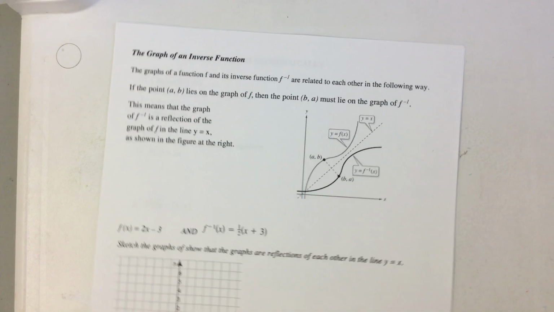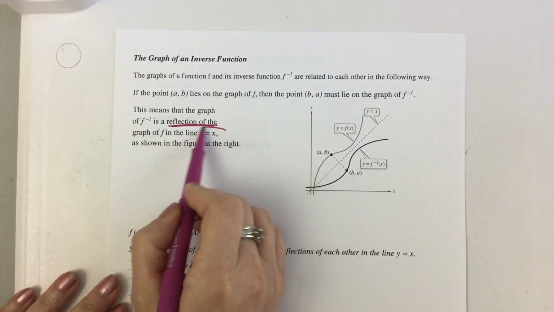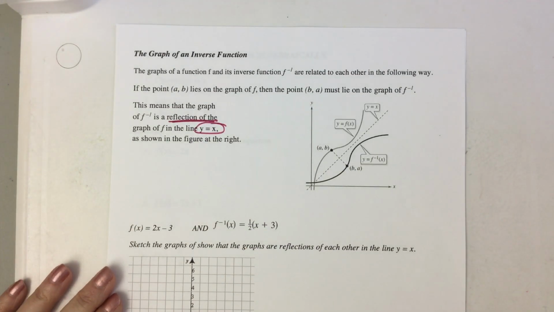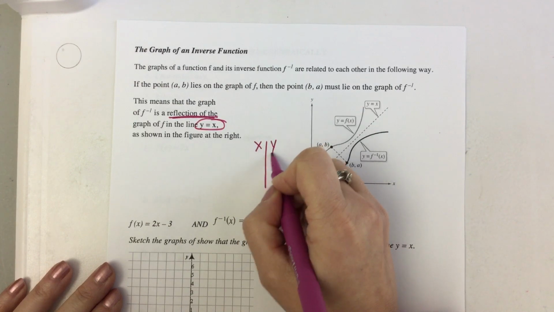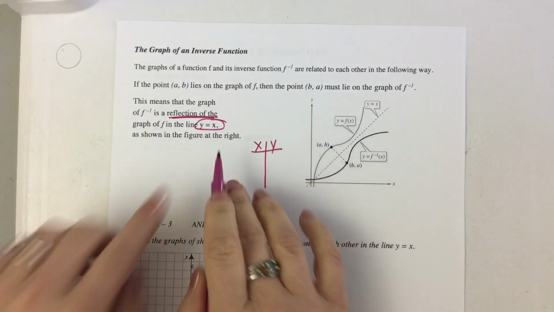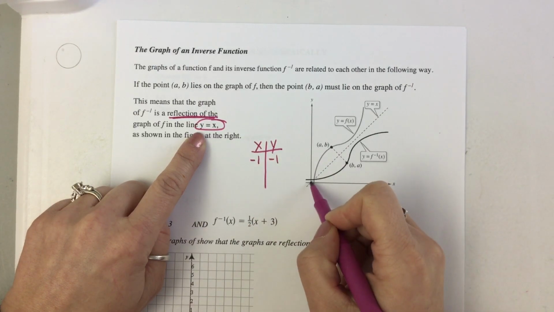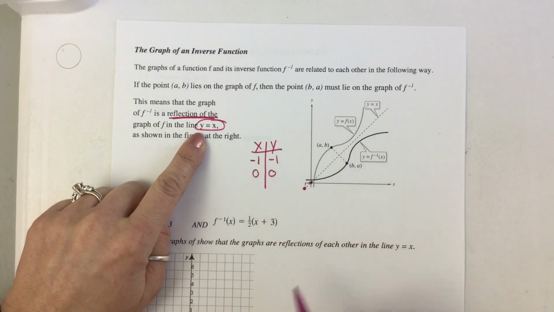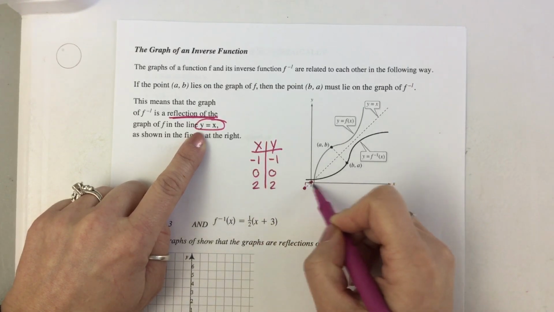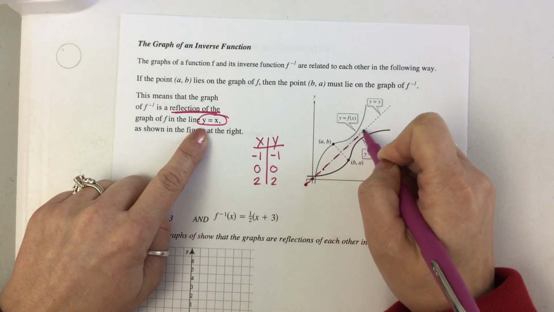Okay, if you graph an inverse function, what happens is you end up with a reflection over the line y equals x. Now that's a diagonal line, because if you think about this, if y equals x, that means that they have the same value. So if x is -1, y is -1. So you'd be left 1, down 1. If x is 0, then y is 0. If x is 2, then y is 2. So this is that line y equals x.